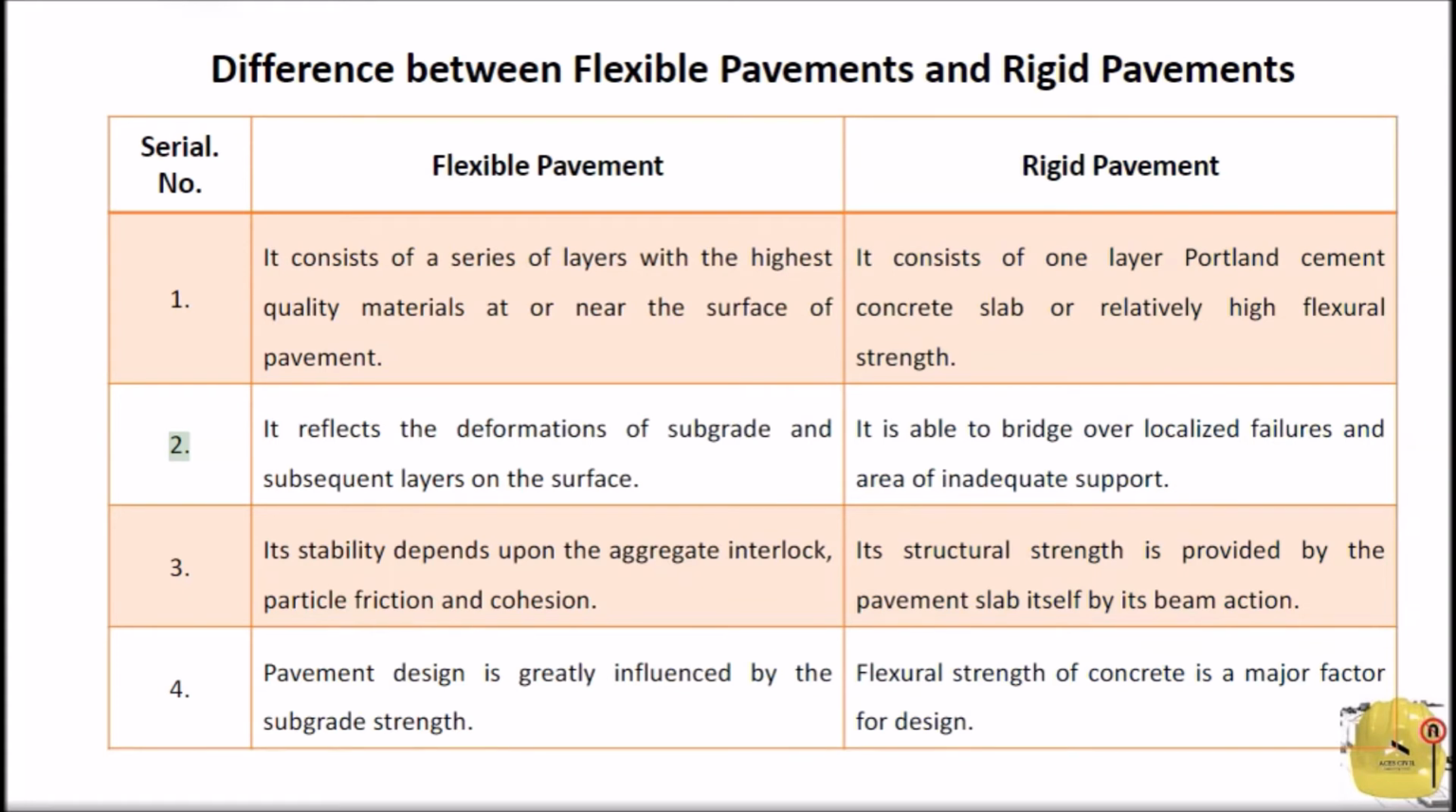2. Flexible pavement: it reflects the deformations of subgrade and subsequent layers on the surface. Rigid pavement: it is able to bridge over localized failures and areas of inadequate support. 3. Flexible pavement: its stability depends upon the aggregate interlock, particle friction, and cohesion. Rigid pavement: its structural strength is provided by the pavement slab itself by its beam action.